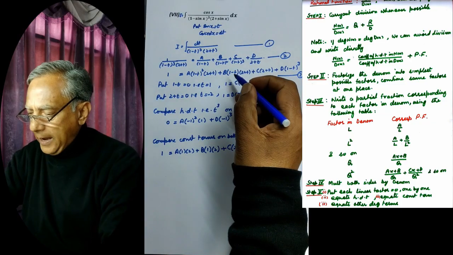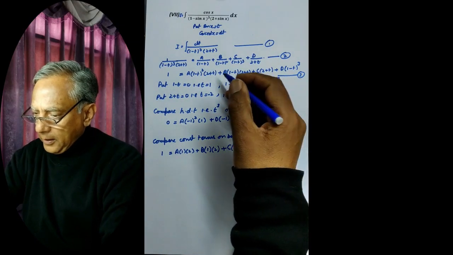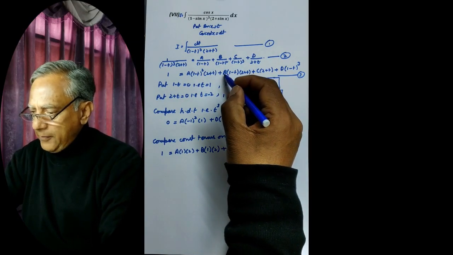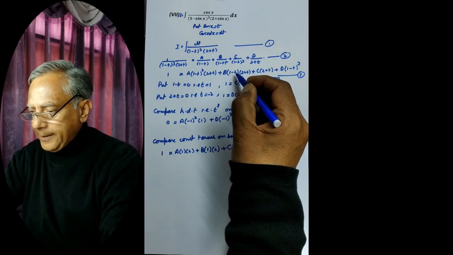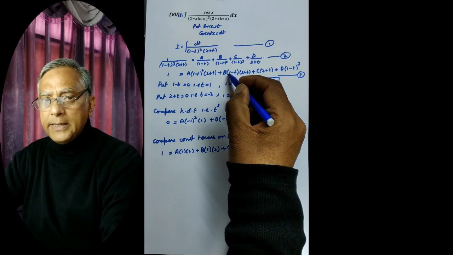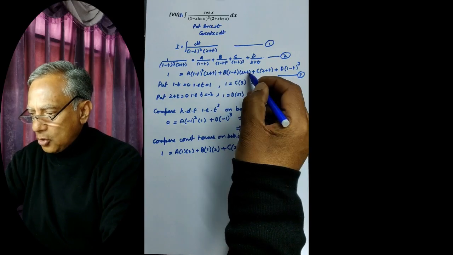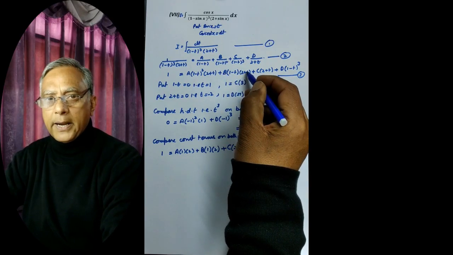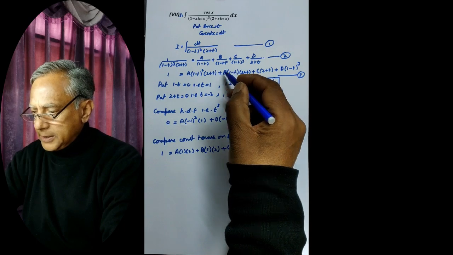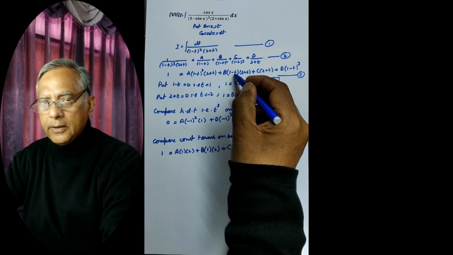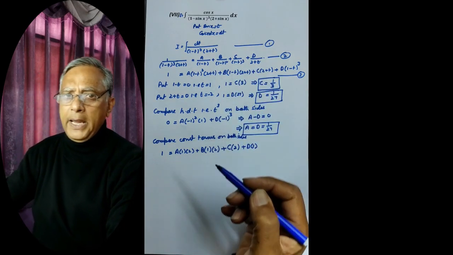If suppose we have, instead of 1 minus t, we have b into t, so constant term will be 0. So we will have no constant term from this bracket. If this is b into t, so constant term will be 0.